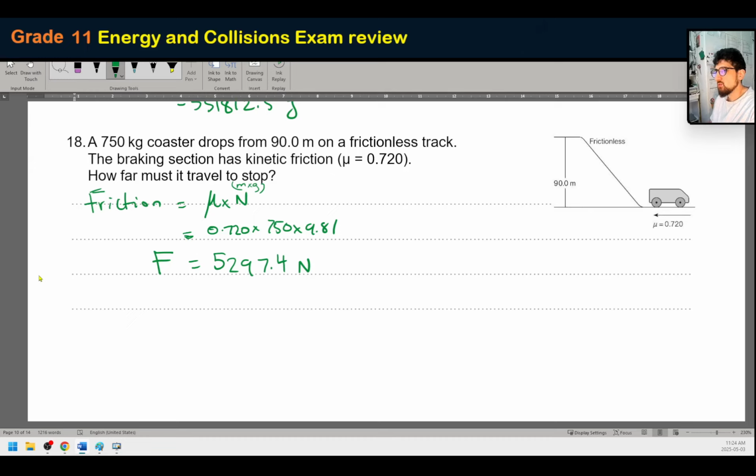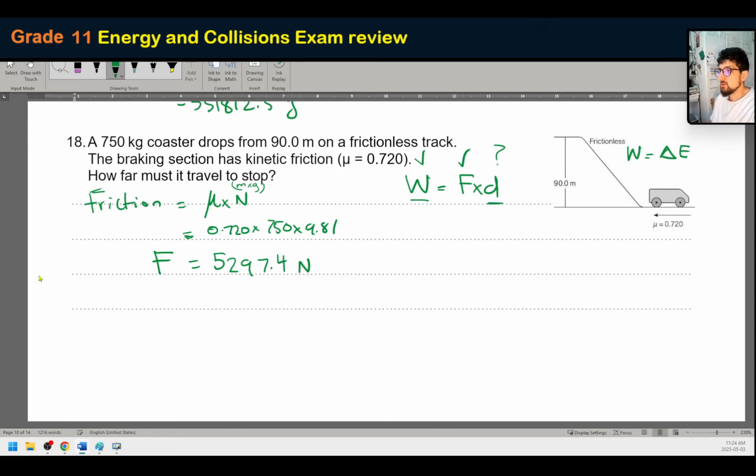And remember, work is equivalent to force times distance. So what is work? Because we need the distance. That's what we're looking for. How far must it travel to stop? We're looking for the distance. We've just worked out the force. What about the work? Well, the work is also equivalent to change of energy. Remember, W is equivalent to change of energy.